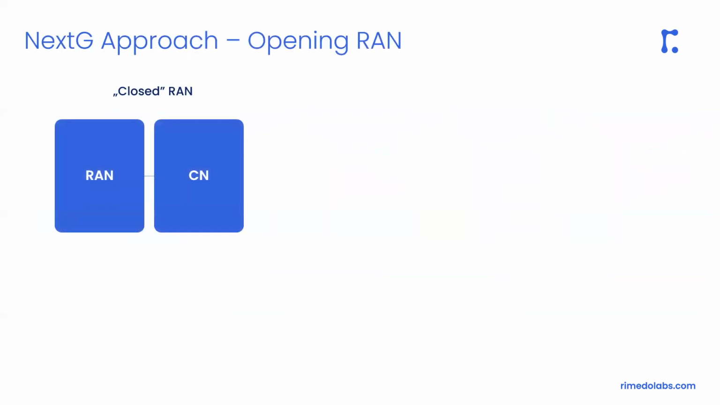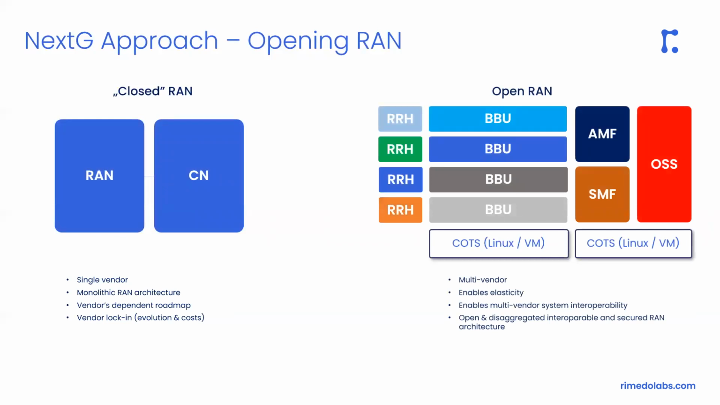So we are moving from the so-called closed RAN, where all the different elements come from a single vendor, also the core network, where we have a monolithic RAN architecture where pretty much the antennas, the BBUs, and the core network functions all come from a single vendor. From having a vendor-dependent roadmap for the features that are being added, and also a vendor lock-in in terms of evolution and costs, so that we are locked into an individual vendor or a couple of vendors.